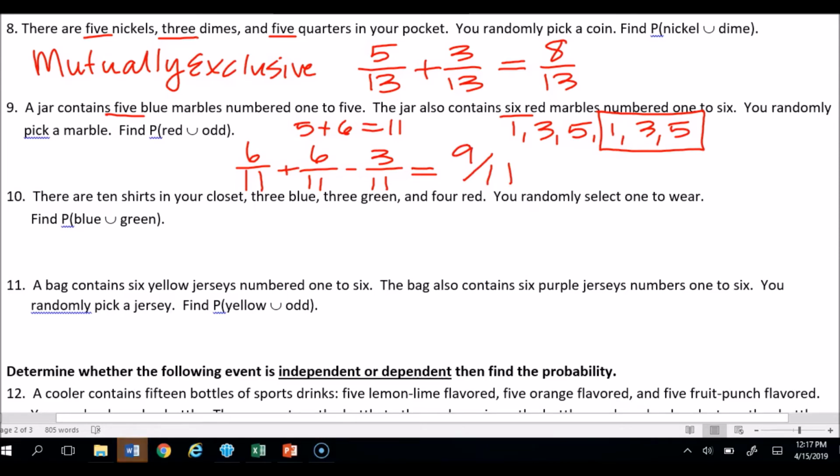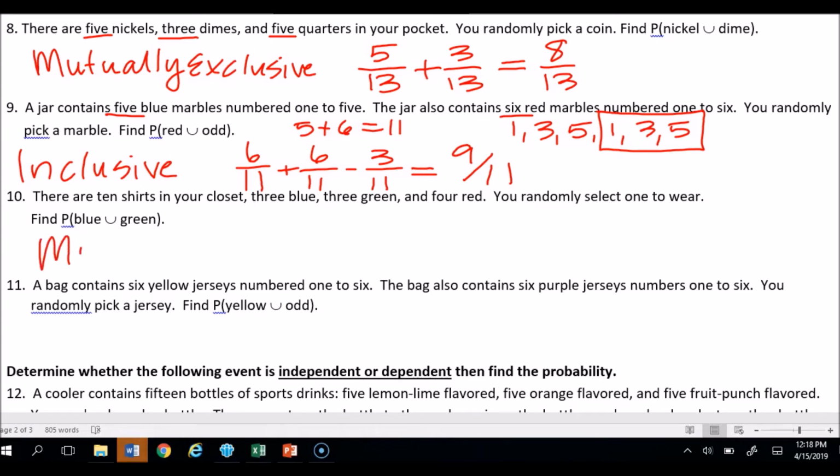And oh, by the way, this one's inclusive. Sorry about that. Because there is overlap in the two groups. All right, number 10. There are 10 shirts in your closet, 3 blue, 3 green, 4 red. You randomly select one to wear. So again, the probability here is going to be mutually exclusive because I can only choose one shirt at a time. So this is mutually exclusive.